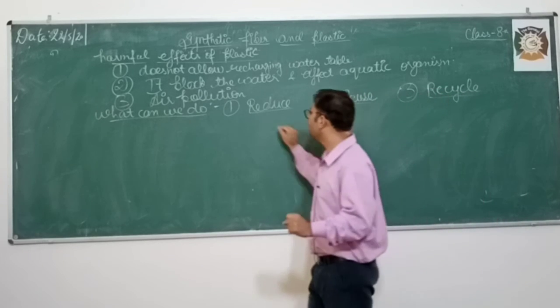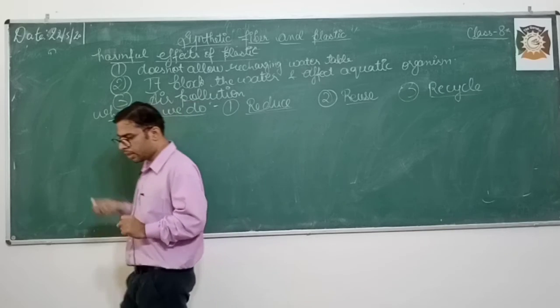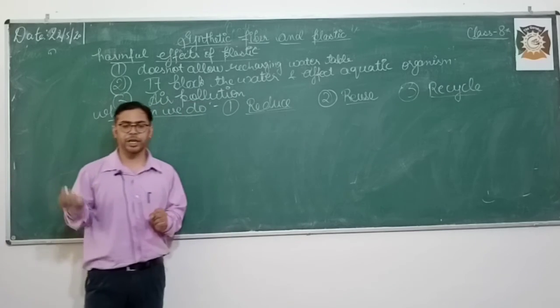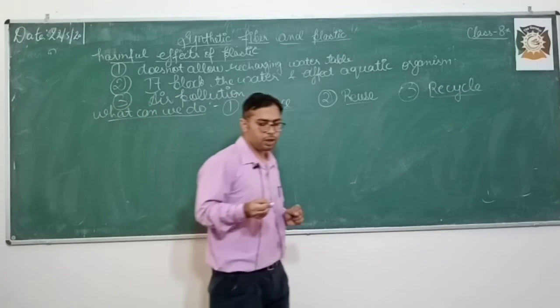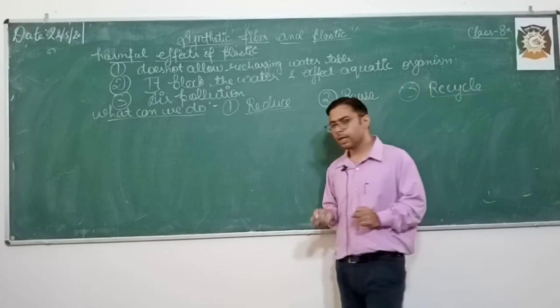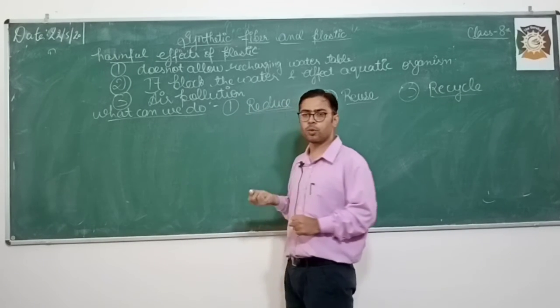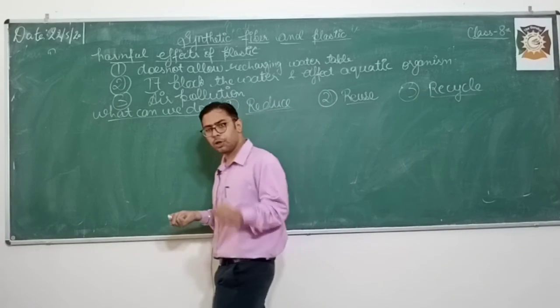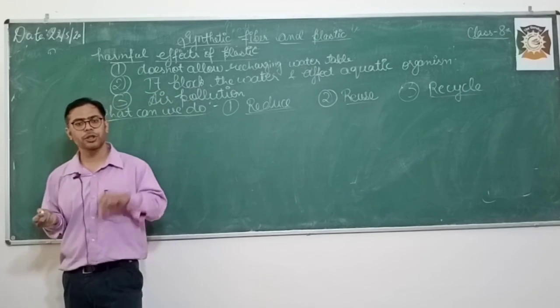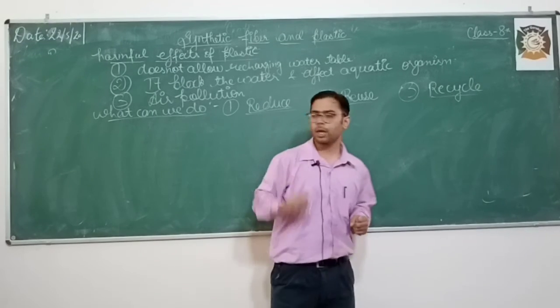Now reduce, we should reduce the amount of plastic on our planet. As you know, our government is taking preventive measures so that the shopkeeper does not sell polythene bags. Why? So that we can reduce the amount of plastic. Nowadays, as you've been told, whenever you go shopping, you should take a cloth bag along with you instead of taking a polythene bag from the shopkeeper.